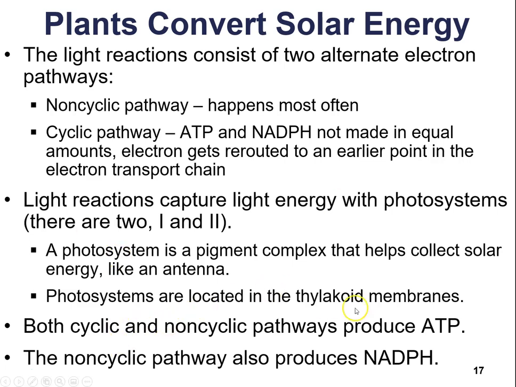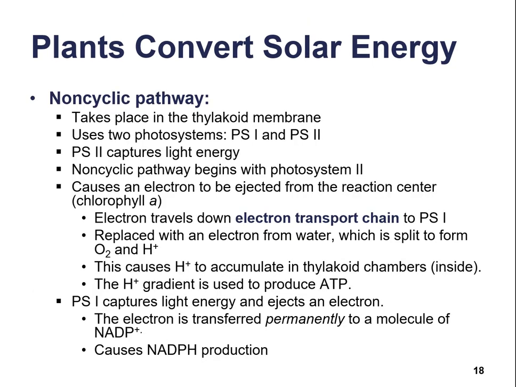The photosystems are located in the thylakoid membranes. Again, the light reactions occur in the thylakoid membranes. All right. Again, we're focusing on the non-cyclic pathways. They produce ATP, okay? Both cyclic and non-cyclic. So for the light reactions, ATP is produced and NADPH is produced. Both of these are energy-rich molecules that are then going to be used to drive the Calvin cycle. So the light reactions produce energy. That's what they do. All right, now there's a whole bunch of words here.